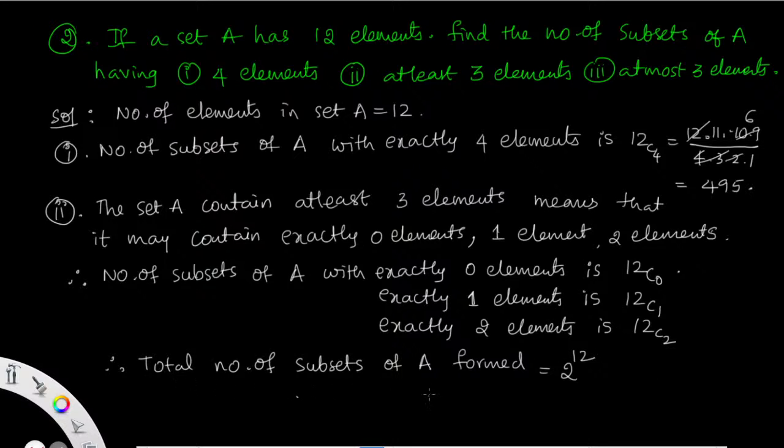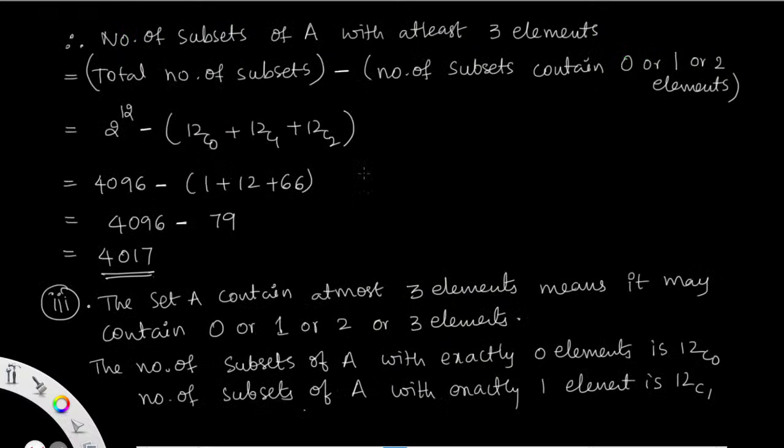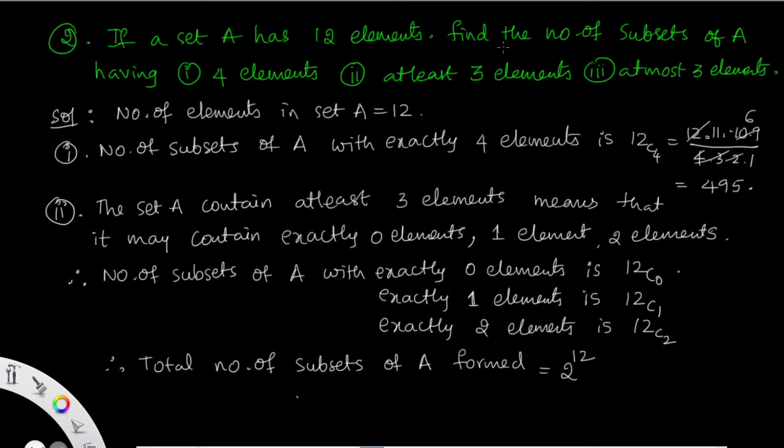Therefore, the total number of subsets of A formed is 2 to the power of 12. Then the number of subsets of A with at least 3 elements means the total number of subsets minus the number of subsets containing 0 or 1 or 2 elements. I am not doing it like that in the previous question, but here at least 3 elements means the set may contain 3, 4, 5, 6, 7, 8, 9, 10, 11 or 12 elements. So that will be a lengthy calculation.